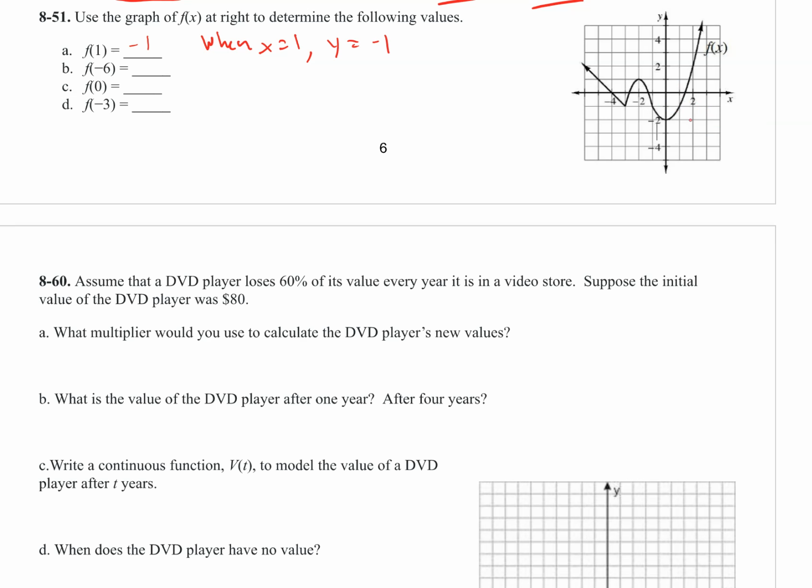Alright, let's do another one. F of -6. So if we come and find -6 on the x-axis, we go up to where it hits the graph, and the y value right there is 2. Coordinates of that point are -6, 2. So the x coordinate is -6, y value is 2.